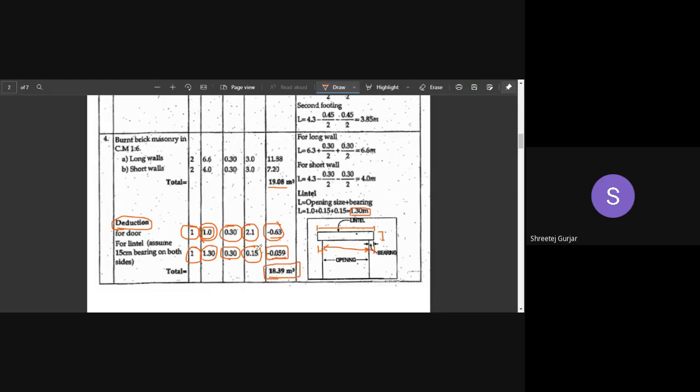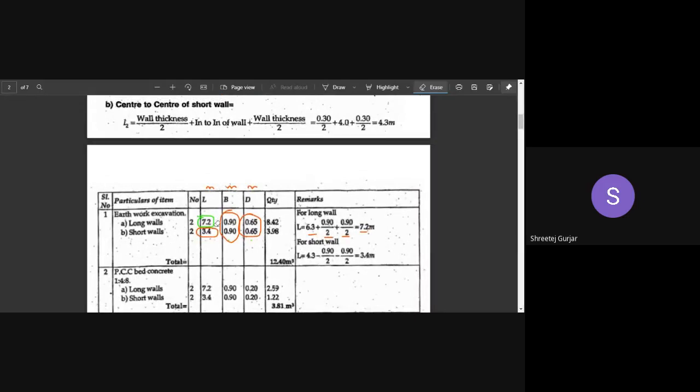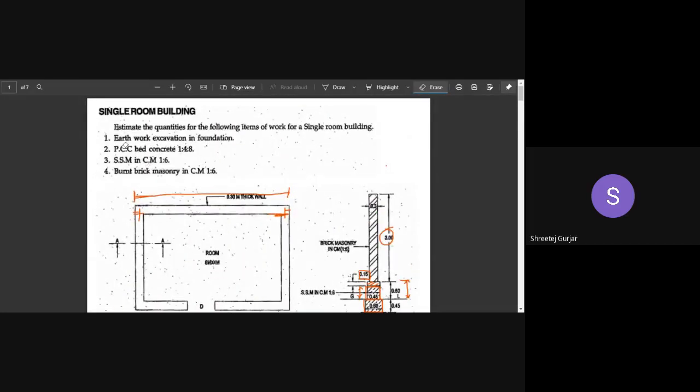With this, your estimation is over. There are many things that could be done, but based on the problem given, they have asked only for these quantities. We have worked out the excavation, the PCC bed concrete, the stone masonry calculation and the brickwork calculation. So we are done with this problem using the long wall short wall method.